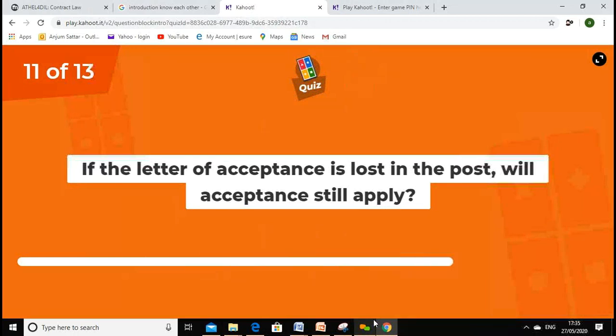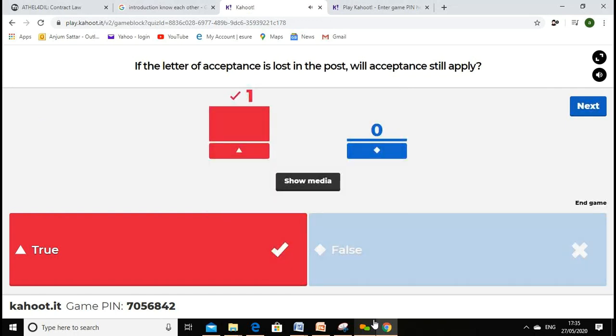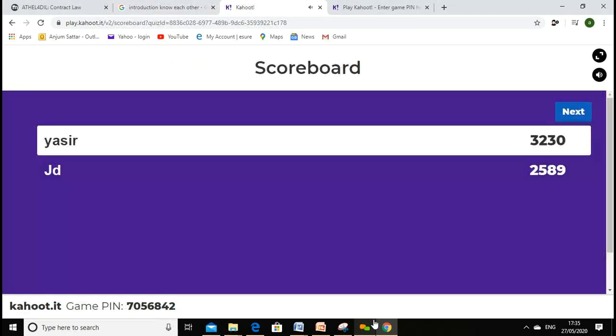Okay, the other way around. If the letter of acceptance is lost in the post, will acceptance still apply? What do you think? Because it counts the postage, yes, true. It is linked with the previous question.